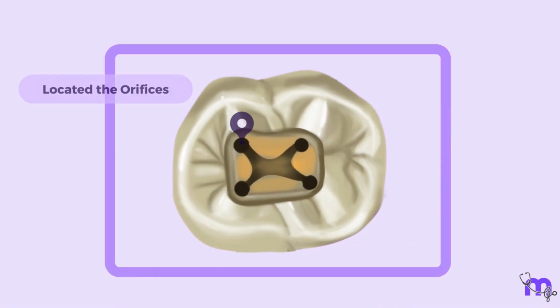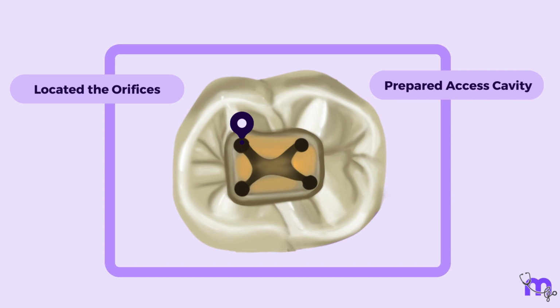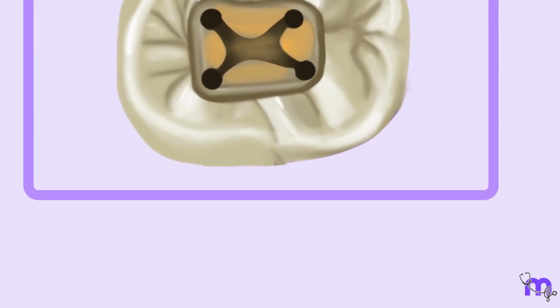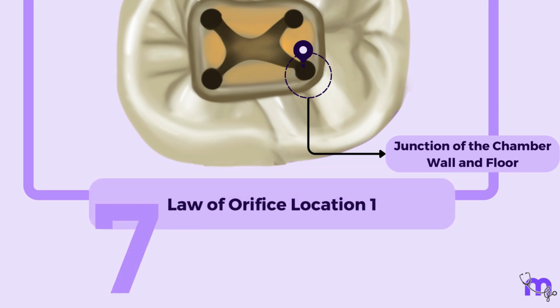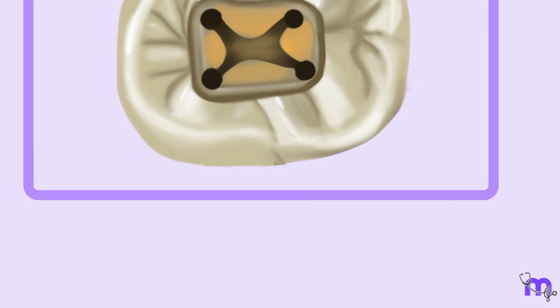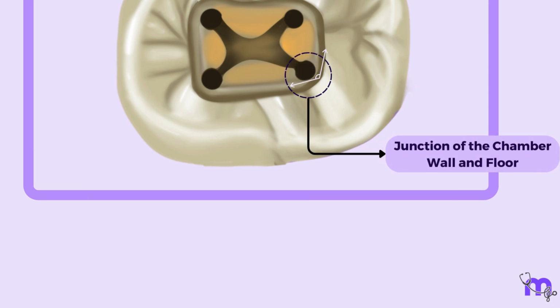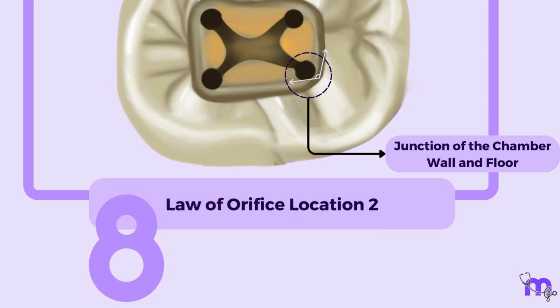By now, I had located the orifices and prepared my access cavity. Apart from them being symmetrical, I also saw these orifices located at the junction of the chamber wall and floor, reinforcing the law of orifice location 1. Secondly, the orifices were located at an angle in the floor-wall junction, confirming the law of orifice location 2.